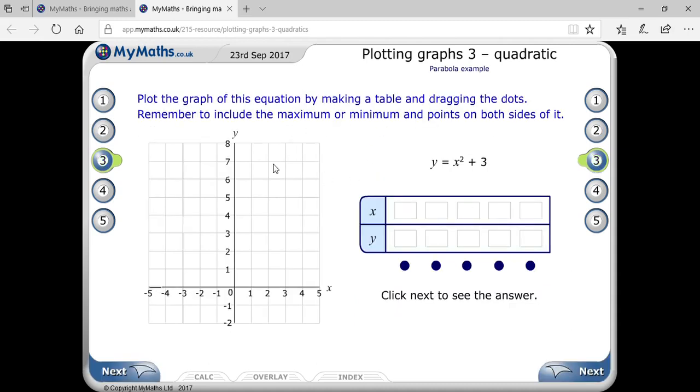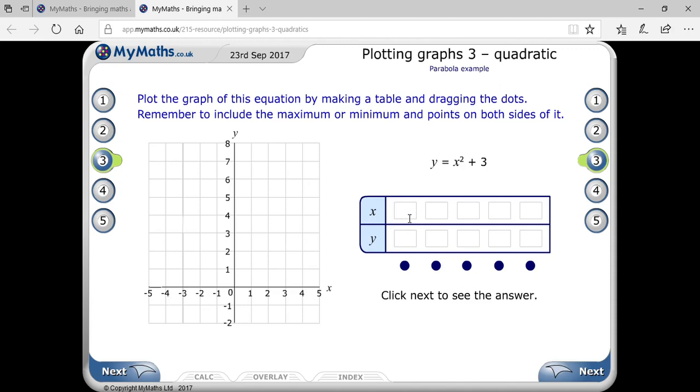Yes. So now, here they are giving a question: plot the graph for these equations by making a table and drawing the dots. Remember to include the maximum or minimum point and the points on both sides of it. Yes, that's right. So as I explained to you, everything here is in a ready or regular form, so I only have to plug in the values.